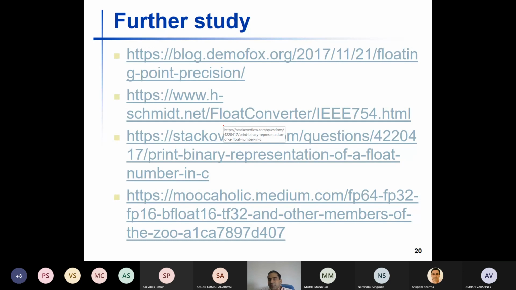If you want to go further, you can study this. Especially, I think this blog is very good if you want to really understand it in depth. This is a very good blog, I guess.